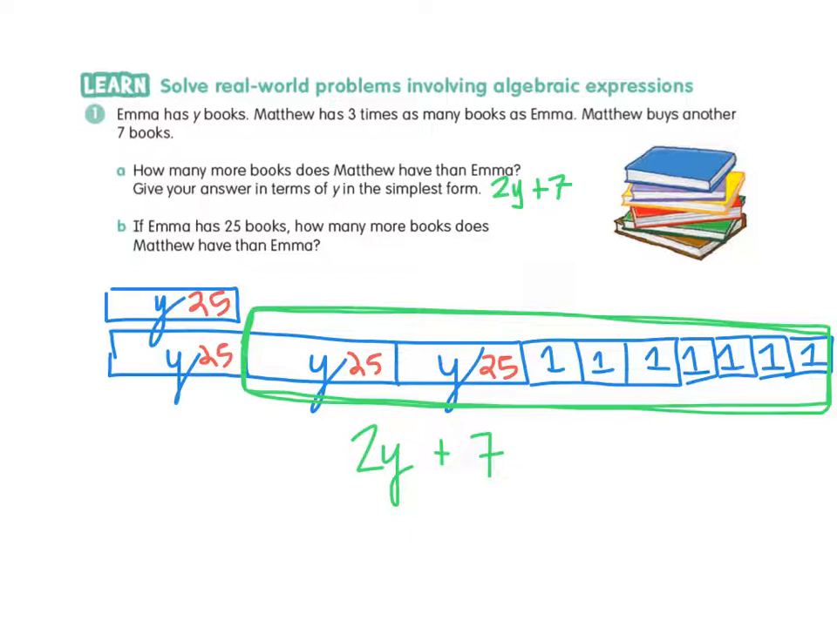We can do that a couple different ways. Option number 1, we can substitute the 25 right here in this equation for the y. And by doing that, we would then multiply 2 times 25, which is 50, and then add 7, so that would give us 57. Another option is we could look back up here at the bar model, and we could count 25 plus 25 plus 1 plus 1 plus 1 plus 1 plus 1 plus 1 plus 1, and we would get the same answer, 57. So the answer for part B is 57 more books.